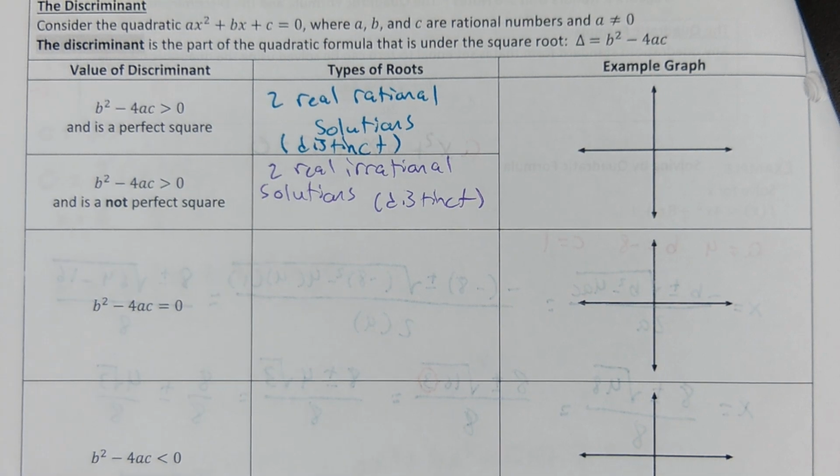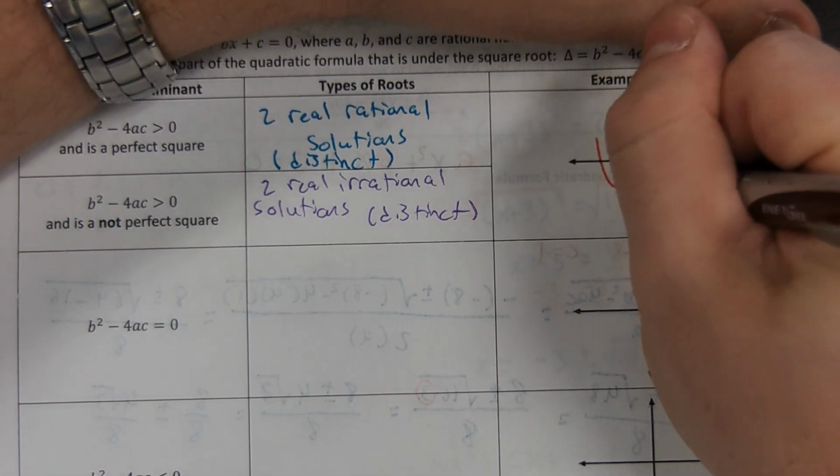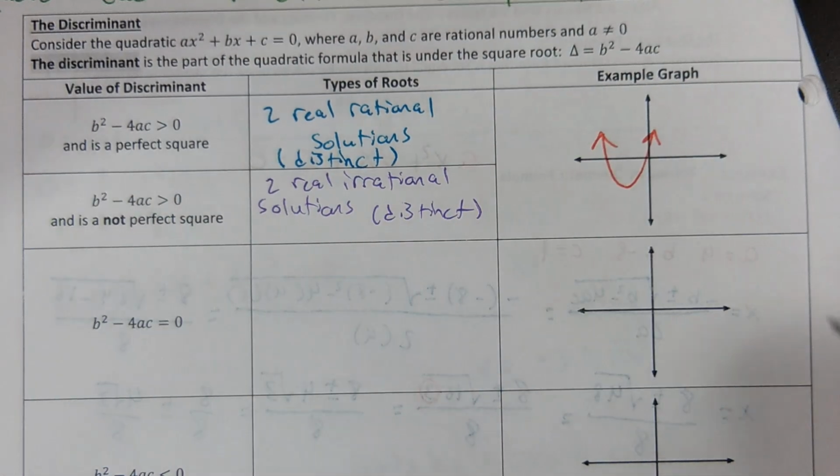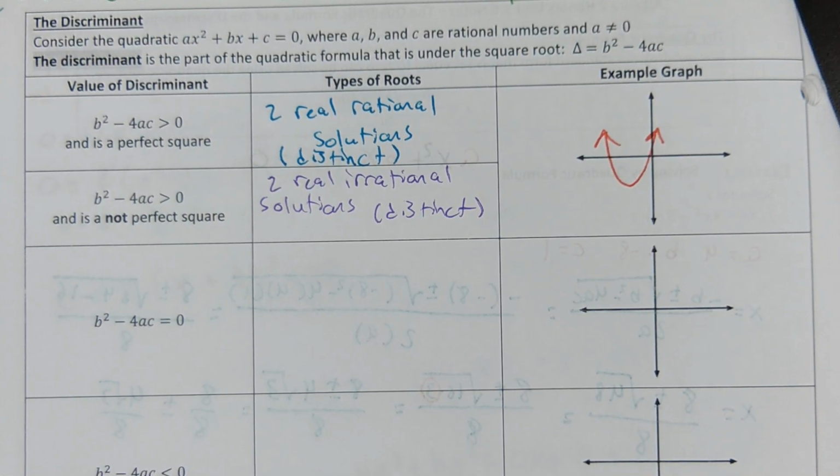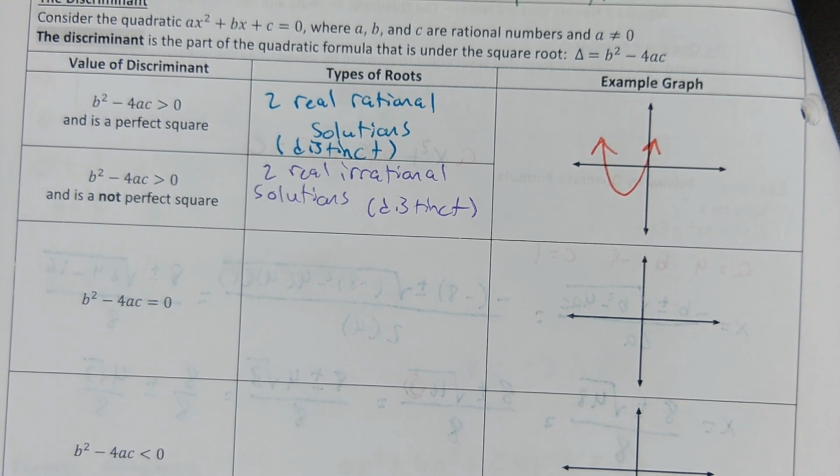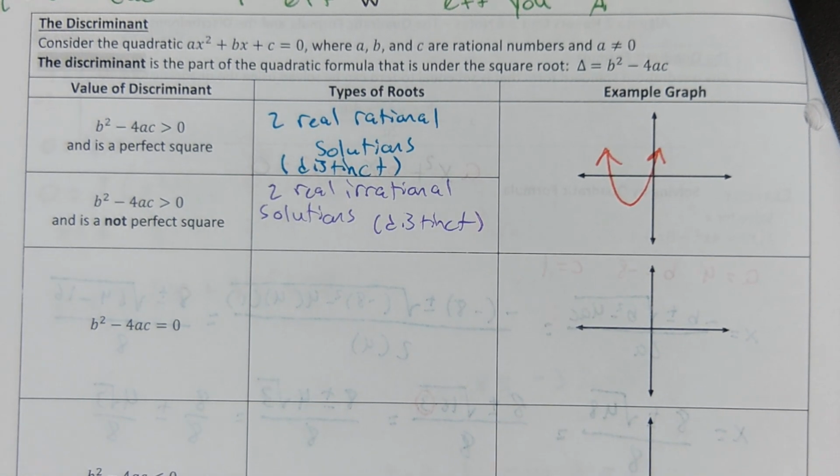And we've already discussed it. Ian told us if you get 2 real solutions, we know that your graph crosses the x-axis exactly twice. So here's an example graph. It hits the x-axis 2 different times. I could have drawn any number of quadratics that hit the x-axis 2 times.